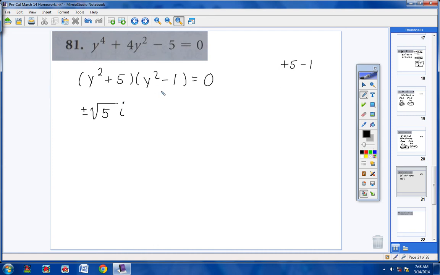Over here, set this group equal to 0, bring the 1 over, make it positive, take the square root of both sides, and the square root of 1 will be plus or minus 1. So there are your 4 answers, 2 answers here and 2 answers here.